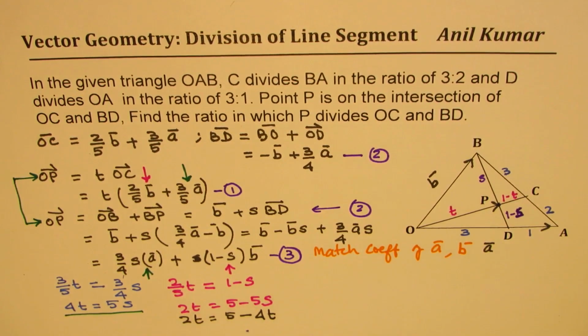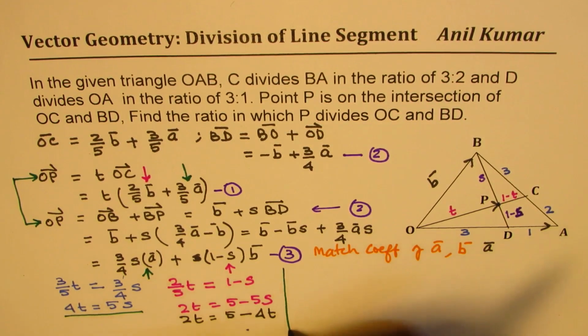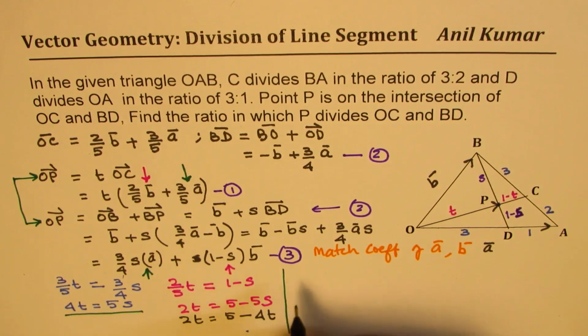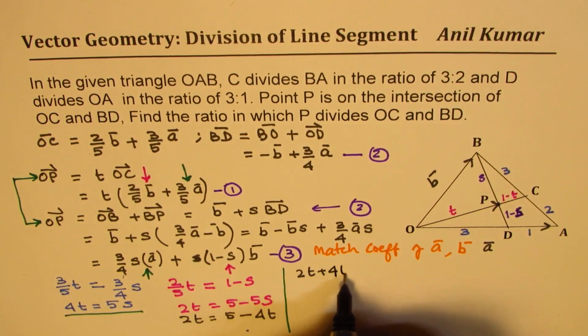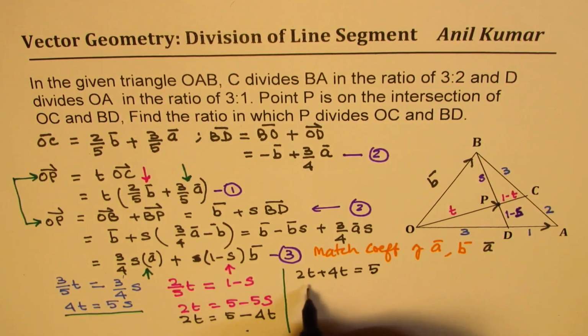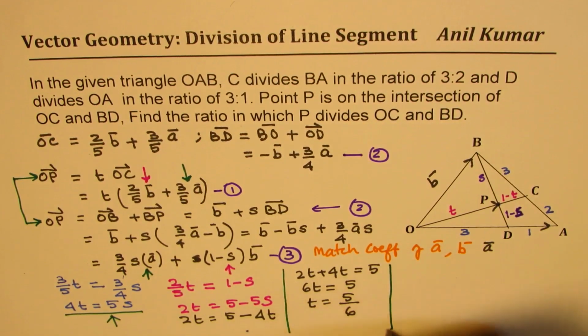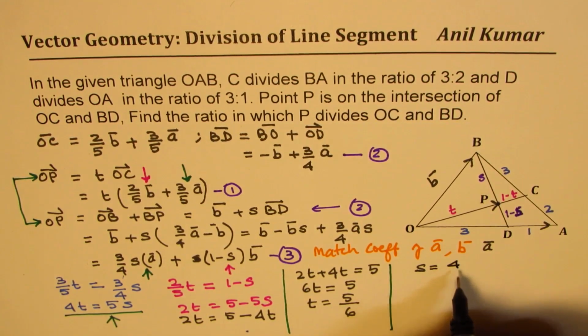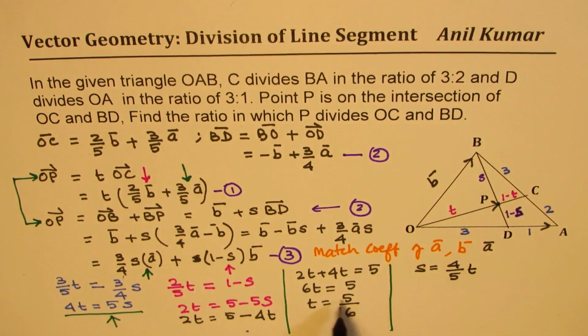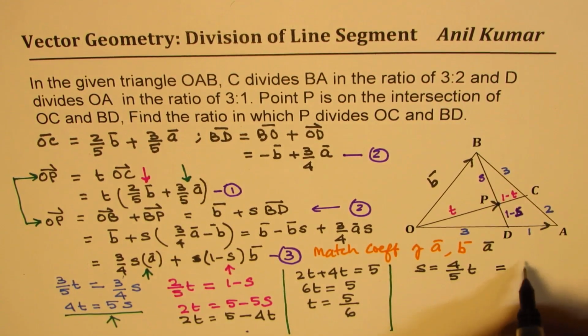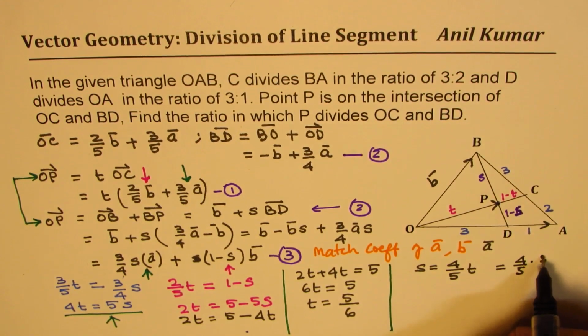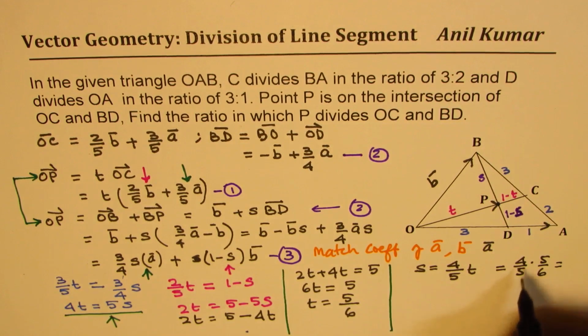So let's solve this on the right side. So we get both the values of t and s. So bringing it to the left, we get 2t plus 4t equals 5, and that is 6t equals 5, or t equals 5 over 6. So we get the value of t. Now from this equation we can find the value of s, right? So we know s is 4 over 5 t. t is 5 over 6. So that means s is 4 over 5 times 5 over 6. That is, 5 and 5 cancel, 2 over 3.